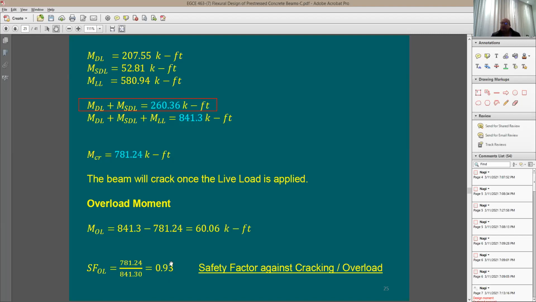If it is equal to some number below 1, for example 0.93, what does it mean? It means that the beam is going to crack with the given loads. It's going to go beyond the cracking point by nearly 7%, because this here means 93%. And after the beam cracked, you loaded it by about 7%. This is the meaning of it.